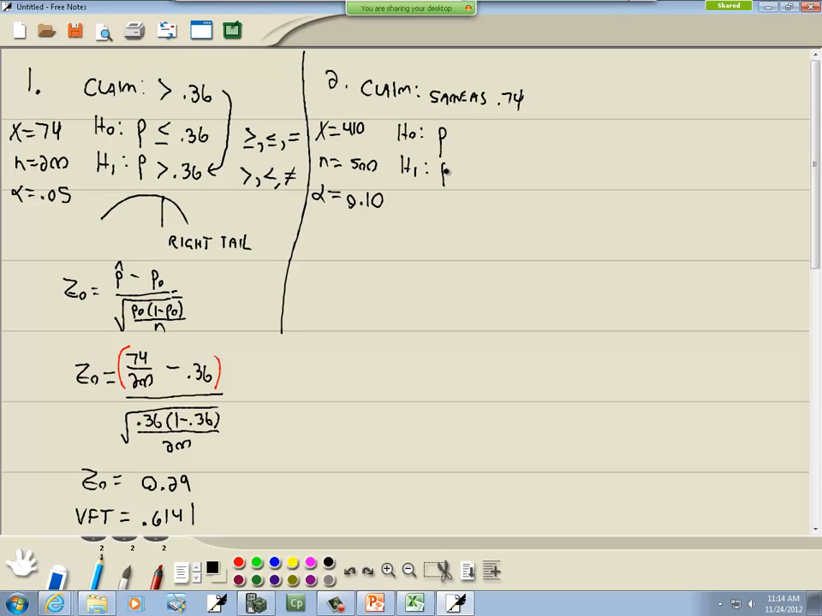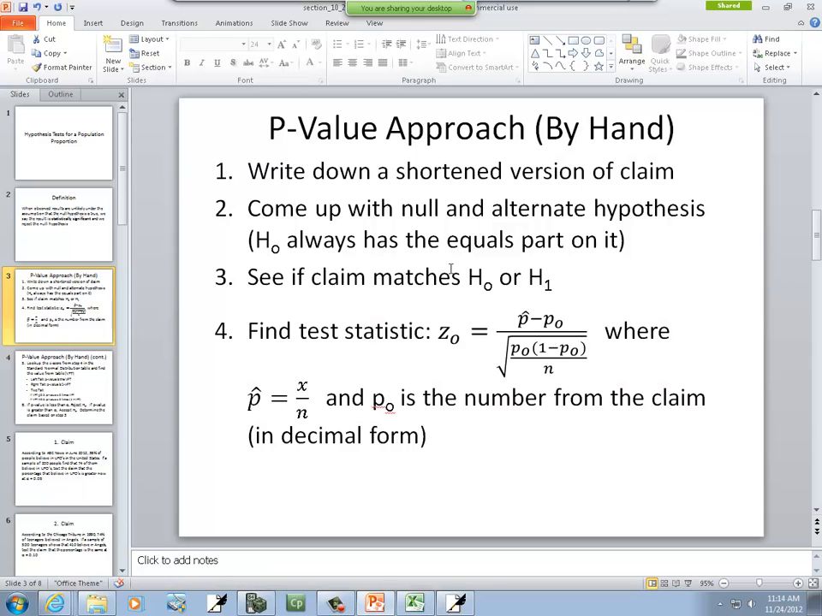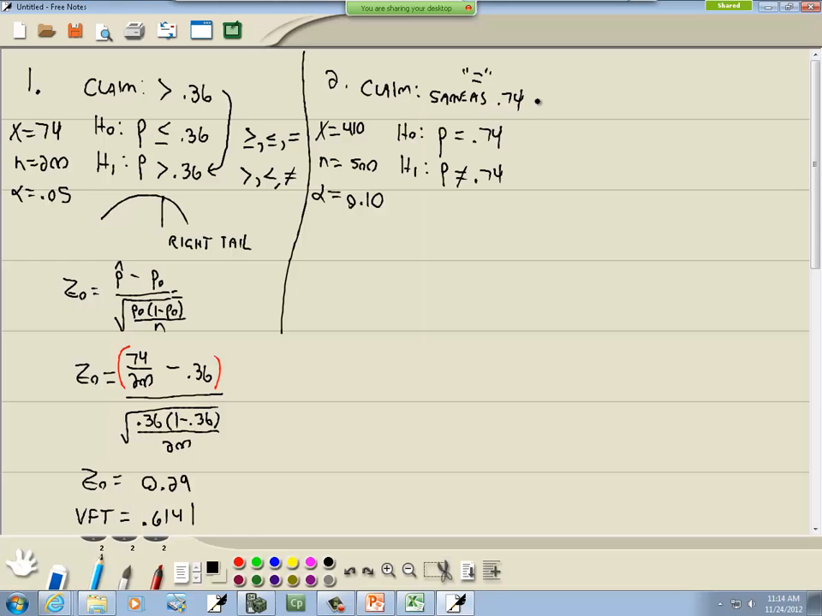We're dealing with population proportion. These are P's. Same as represents equals, which would go right here. And then if that's equals, this is not equal. Step 3, see if your claim matches H naught or H1. Well, same as is equals, so that matches H naught. Now, not equal to on H1 means two tails.